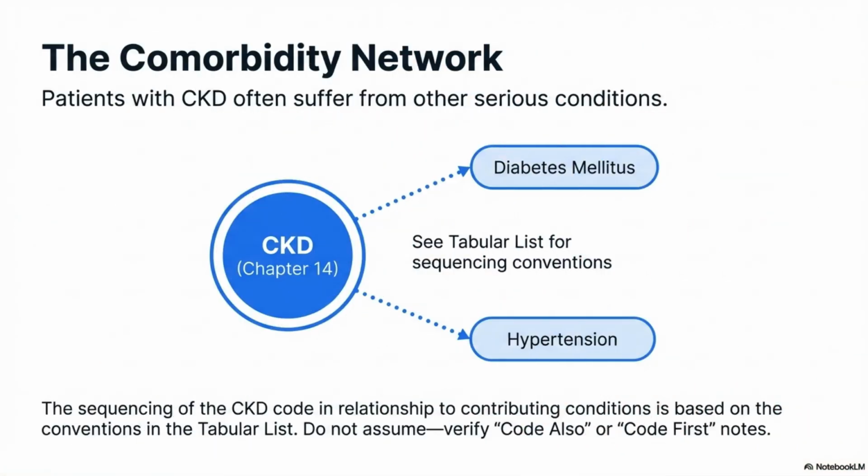CKD rarely exists in isolation. Many patients also have diabetes, hypertension, or both, and these conditions often contribute to kidney damage. Sequencing depends on the conventions in the tabular list. So always check for code first or code also notes. Don't assume the order, verify it.